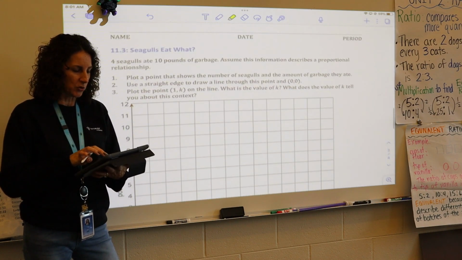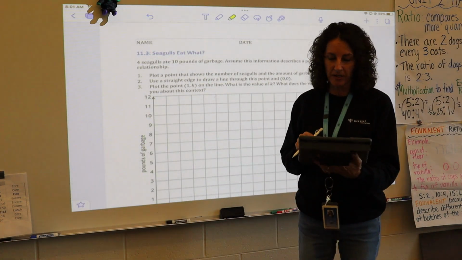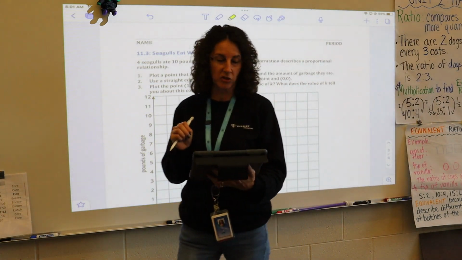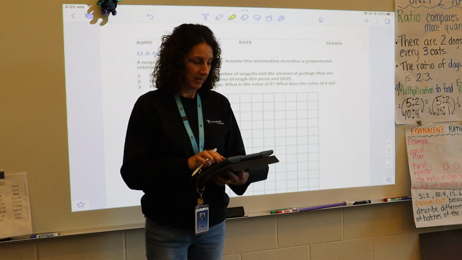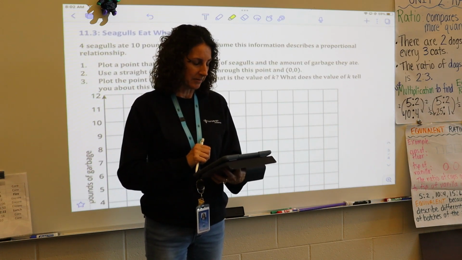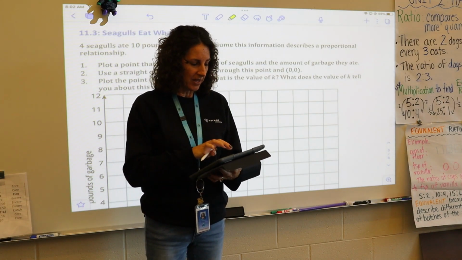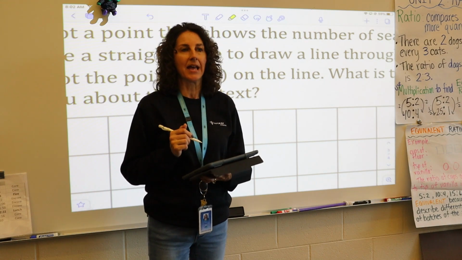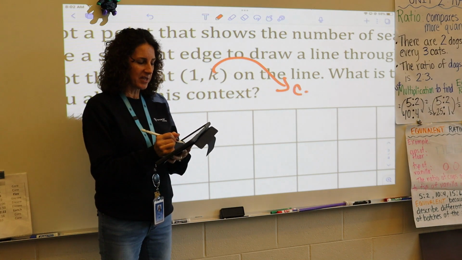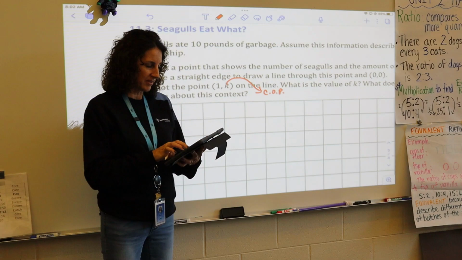Okay, we're going to move on to seagulls. 4 seagulls ate 10 pounds of garbage. Assume the information describes a proportional relationship, okay? You're going to plot a point that shows the number of seagulls and the amount of garbage they ate. You're going to draw a line through that point and 0, 0. And then it says to plot 1, K on the line. What does K represent again? The COP. And you have to be able to interpret what that COP means in this context.